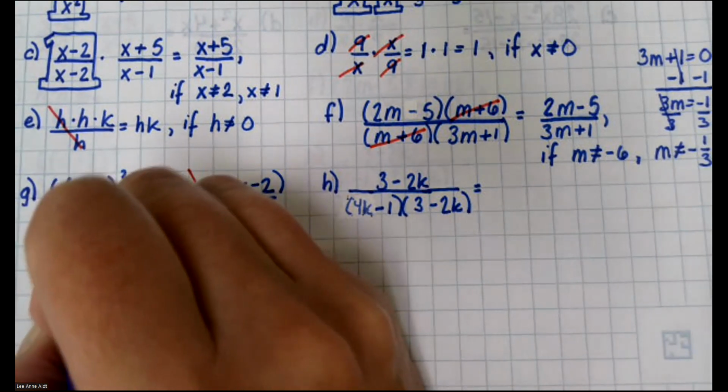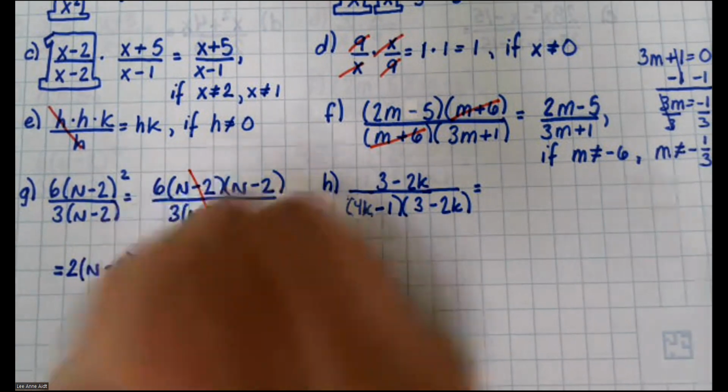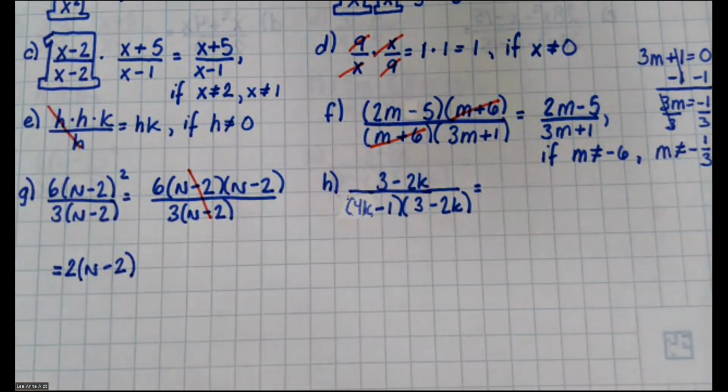Nobody knows 6 divided by 3. That's great. Okay, and then n minus 2 is left over. What? Oh, fine. Okay.